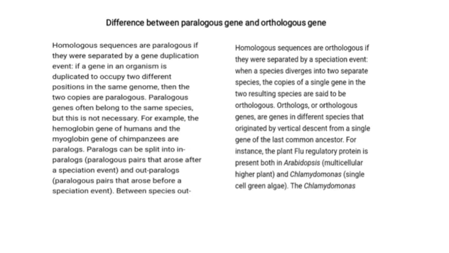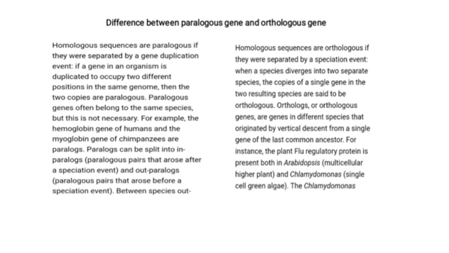Genes are said to be paralogous if they were separated by gene duplication. All right, two genes are said to be paralogous if they are separated by a gene duplication event. The underlying word there is gene duplication. So if a gene in an organism is duplicated to occupy two different positions in the same genome, then the two copies are paralogous. Paralogous genes often belong to the same species, but in some cases it's not usually the case.